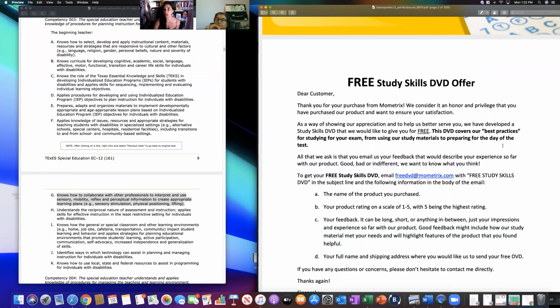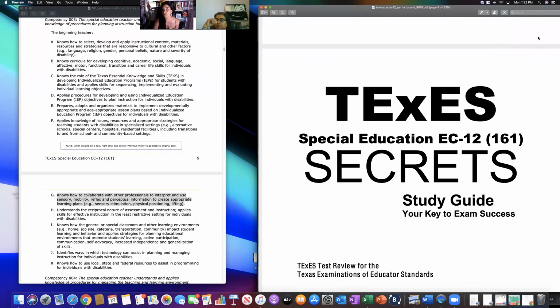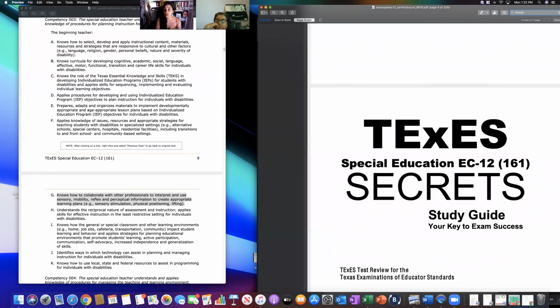But let's take a look at what the dictionary definition of life skills is. We're not going to find it all as one word.